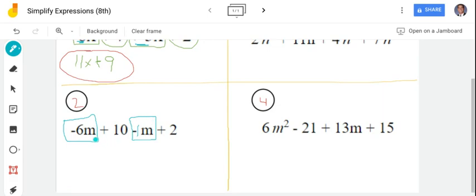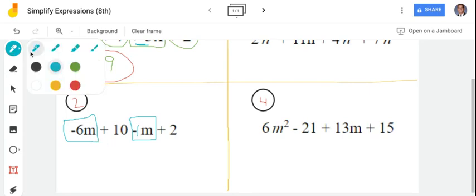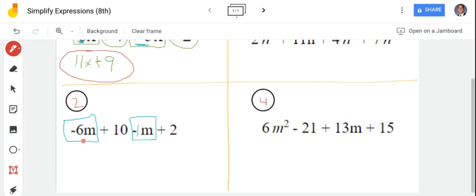And so since these are like terms, I can combine them or add them together. So I'm going to add their coefficients. And of course, the coefficient is the number in front of the letter, the number being multiplied by the letter. So I have negative 6 as this coefficient, and negative 1 is this coefficient. Okay, so I can remember my signs for adding integers with the same sign. I go same signs, add, keep the sign. So negative 6 and negative 1, that would be negative 7.